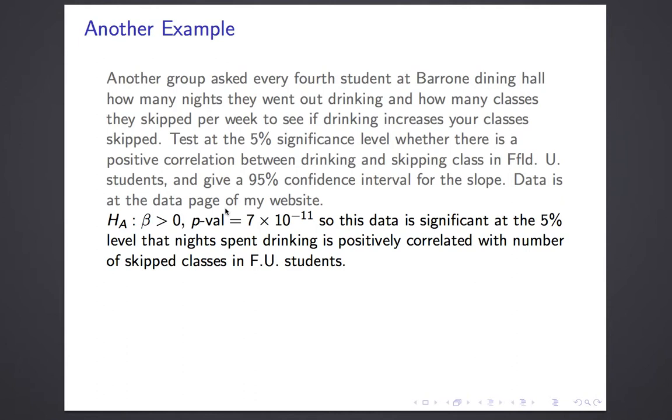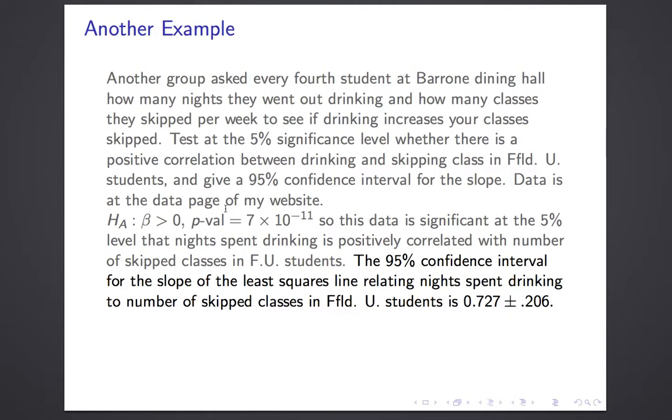So this data is significant at the 5% level that nights spent drinking is positively correlated with number of skipped classes in Fairfield U students. If you go out drinking more, on average, you will skip more classes. The 95% confidence interval for the slope of the least squares line relating nights spent drinking to number of skipped classes at Fairfield U students is 0.727 plus or minus 0.206.